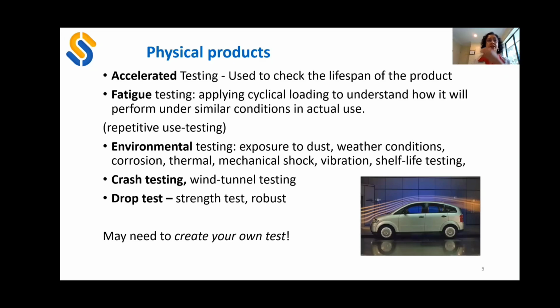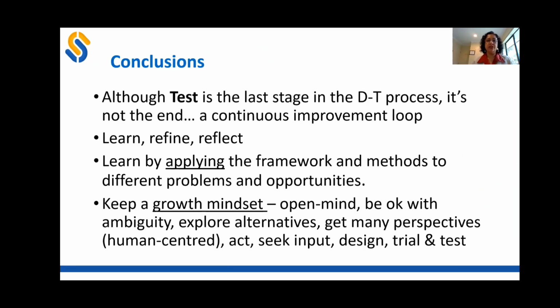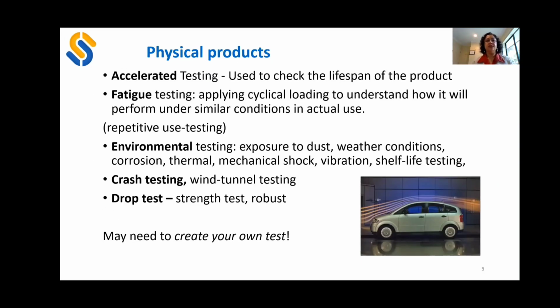Now, here are some tests for physical products, which is usually done much later in all of the other processes that are around. You have accelerated testing to check the lifespan of a product, fatigue testing to make sure that it can last and to see what breaks down while you're applying loads. It's basically repetitive use testing. You have environmental testing to test your product against exposure to dust, weather conditions, corrosion, thermal, mechanical shock, vibration, or shelf life testing. Shelf life testing is very important in the food industry and for food products.